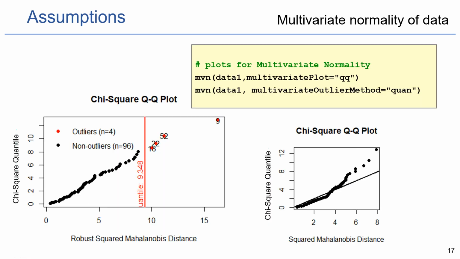A nice feature of this package is that we can also get the QQ plots for our multivariate normality data. For this, you use the function mvn on your data and just specify multivariate plot equals QQ, and you will get this figure. Also, if you use the argument multivariate outlier method equal to quan, then you will also get the suggested outliers here.